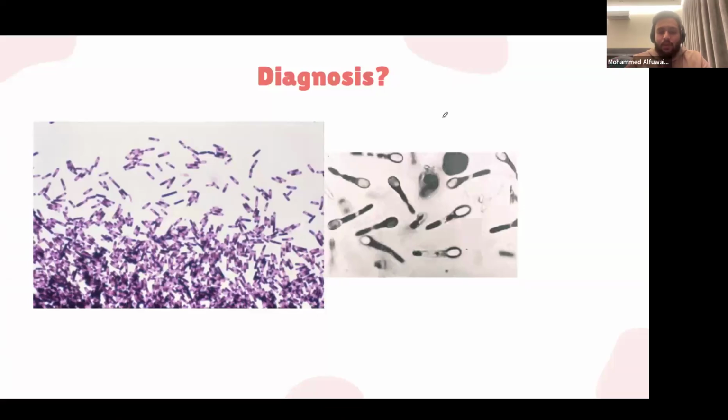Now again, this is also C. diff. It's a gram-positive rod, and it's a spore former, okay? This is a terminal spore that you can see on the image, okay? You might get this image and they ask you what this is. It's C. diff, okay? It's a gram-positive rod, okay? All the Clostridia species are gram-positive rods, okay?